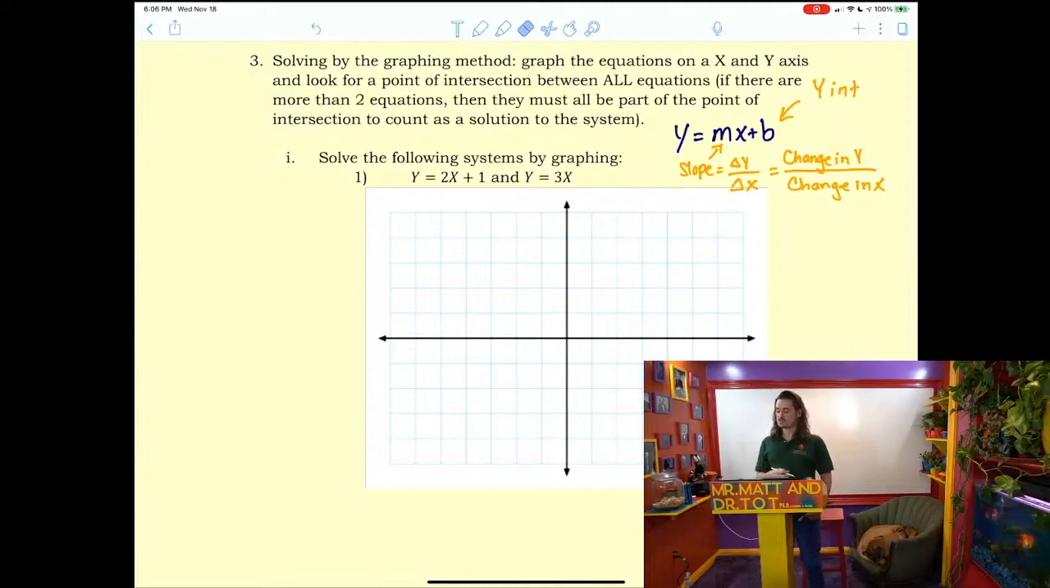Then you can use the slope to determine a second point. If your slope is 2, then you're going up 2, right 1. If your slope is 3, then you're going up 3, right 1. You can plot out a few points and connect them together to graph the line. So I'll give you 3 minutes. Please look at number 1, and then I'll give you the solution.